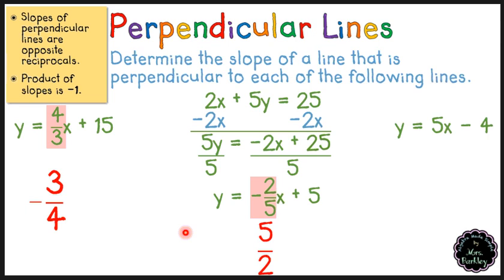And lastly, if we have y equals 5x minus 4, this equation is in slope-intercept form, so our slope is +5. So recall that 5 can be written as 5 divided by 1, or 5/1. So when we're finding the opposite reciprocal, this slope is positive, so we know that our slope is going to be negative, and then we are going to reverse the order of our numerator and denominator. So we would have a slope of -1/5.